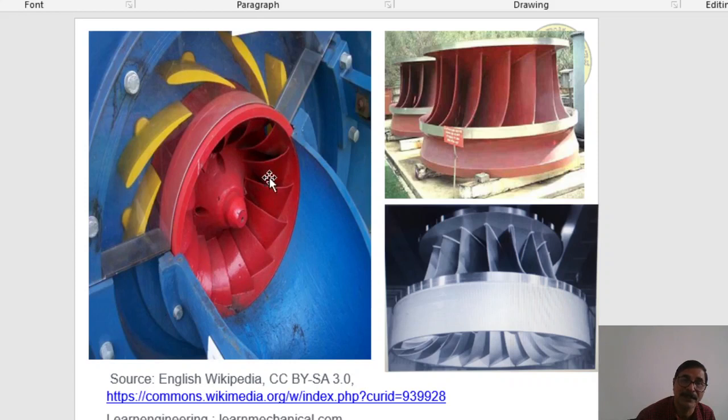Runner with the blades. Now look here, this is a typical runner which is used for the production of power. This is another diagram which represents the runner for the Francis turbine.